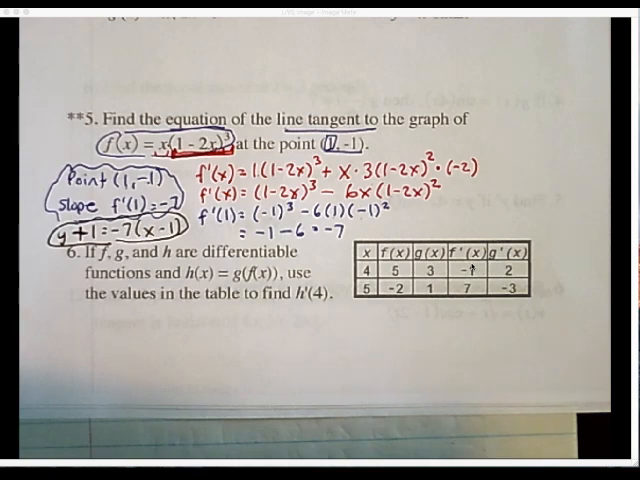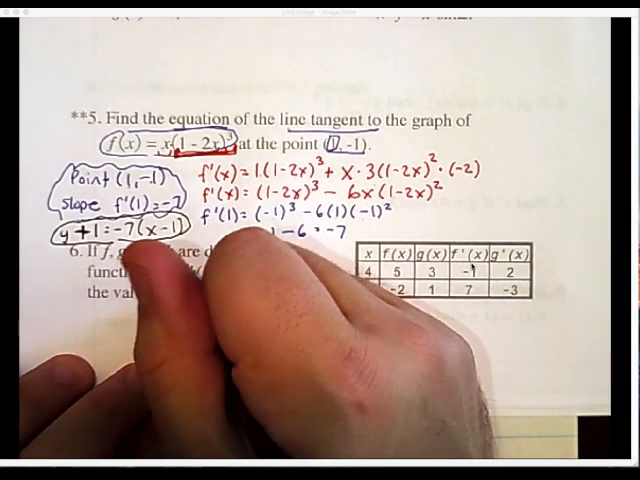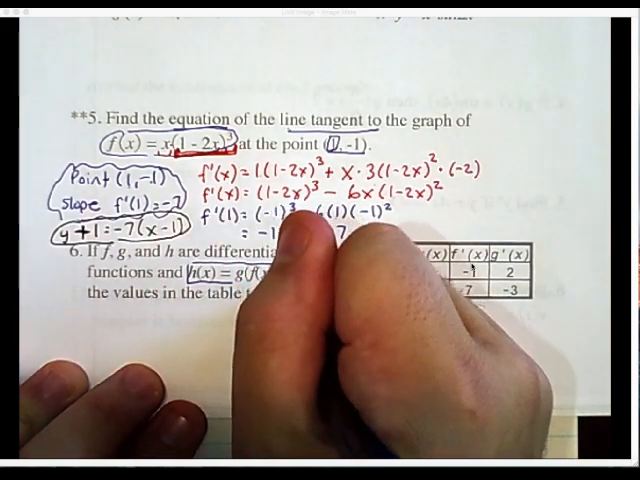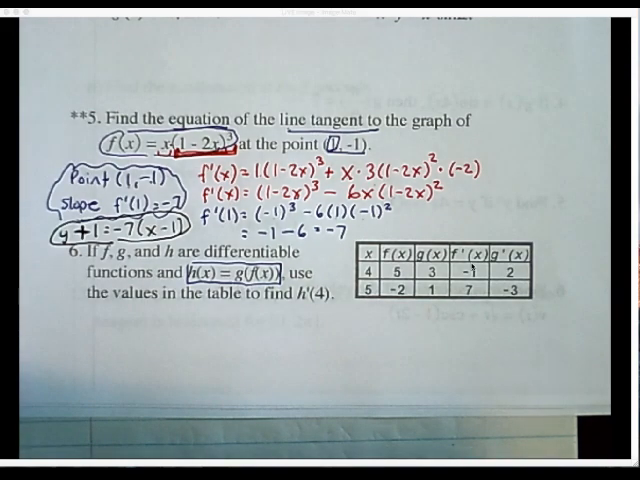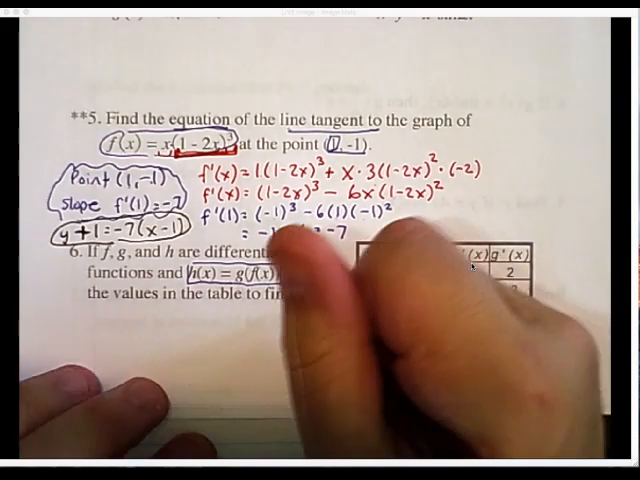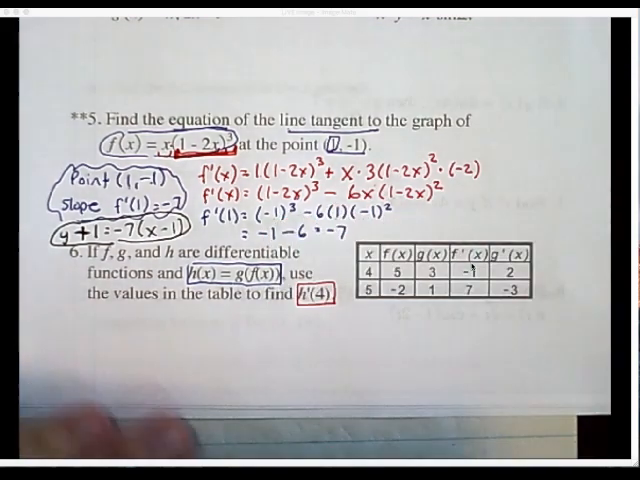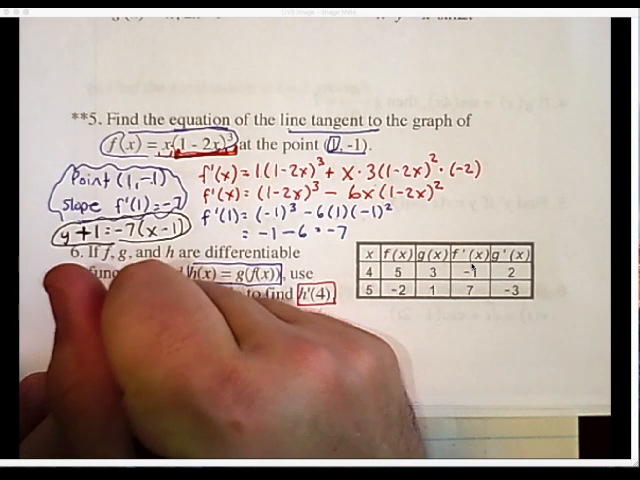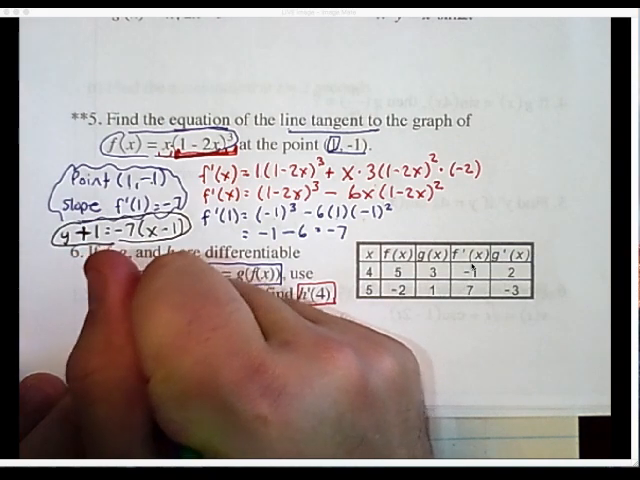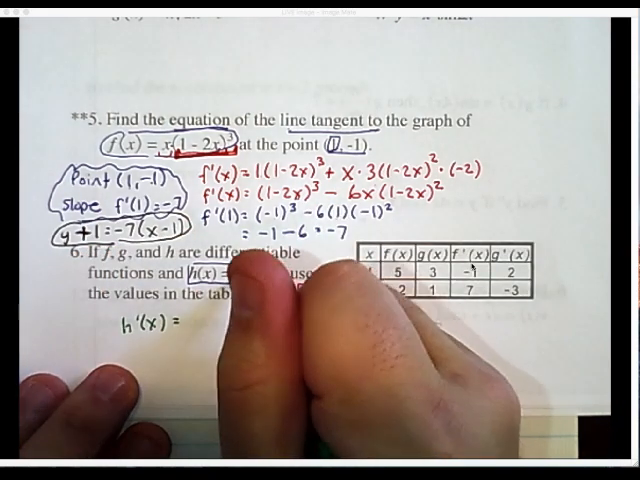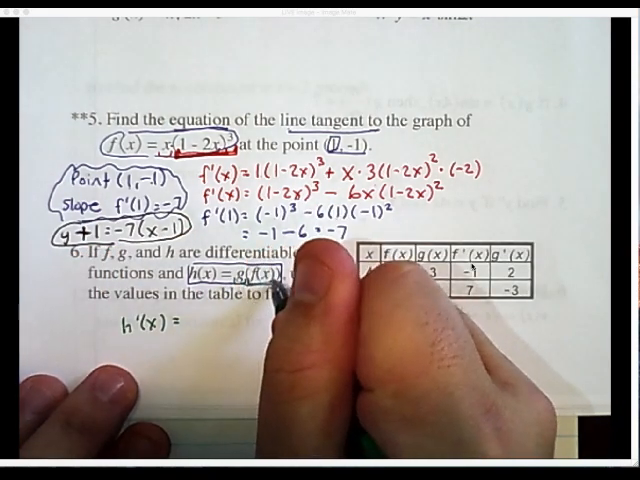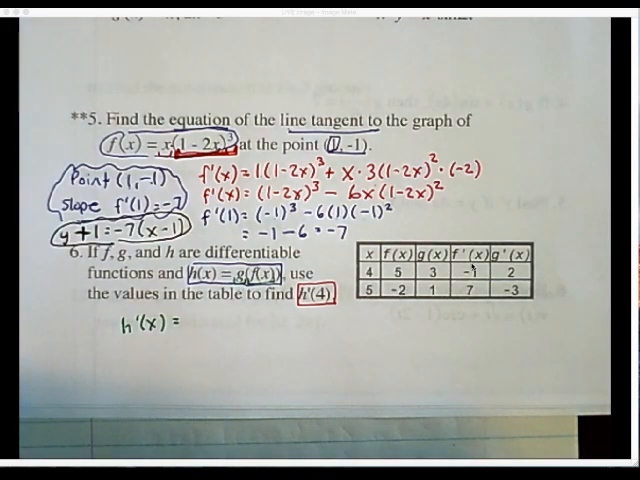So let's try number 6. What about if they give you data in a table? They tell me what the function is. They define the function as some sort of composition. My goal is to figure out what h prime of 4 is. So before I find h prime of 4, I need to find h prime of x. Well, notice, g is the outside, f of x is the inside. Do not confuse this with a product. It's not a product, it's a composition.